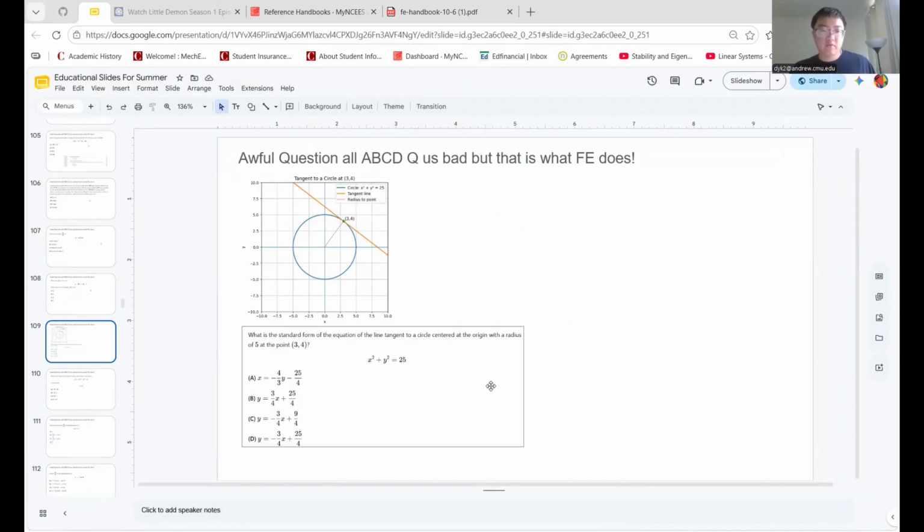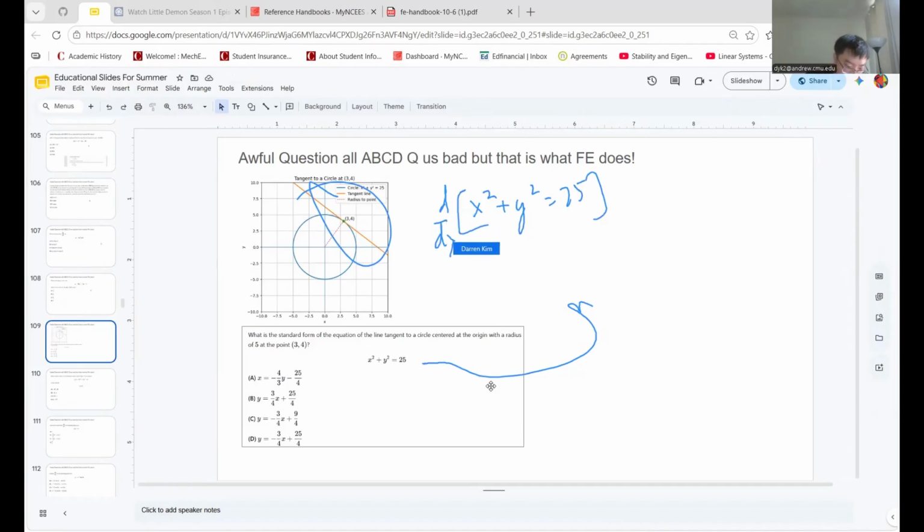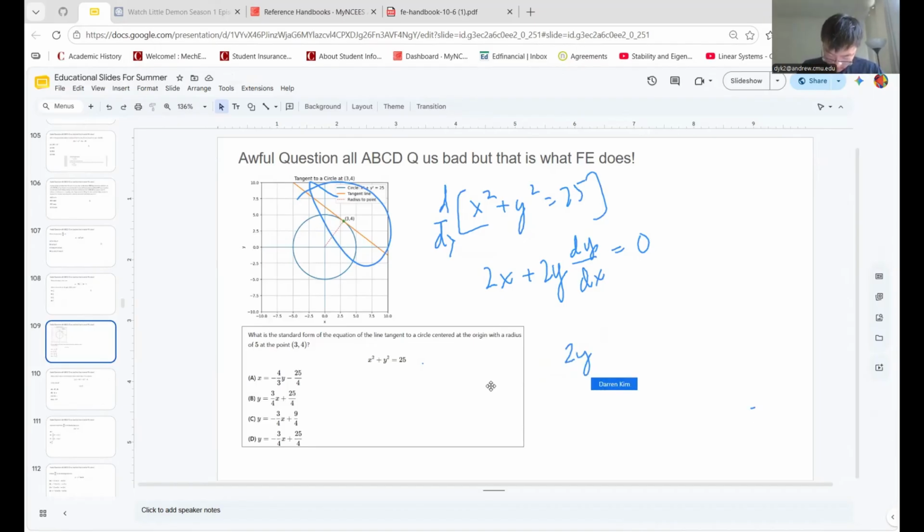What's the standard form of the equation of a tangent line with the center at the origin? Well, the question really shows you what the answer might be, but you could in theory just do x squared plus y squared equals 25 and just bracket this whole thing with d/dx and finish it off. Really not the big problem. 2x plus 2y dy/dx, right? Equals 0. Yeah. And then you can do 2y dy/dx equals minus 2x.